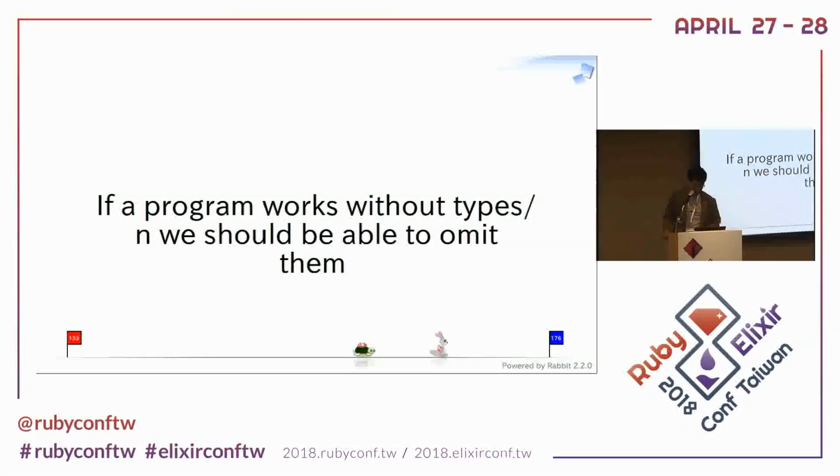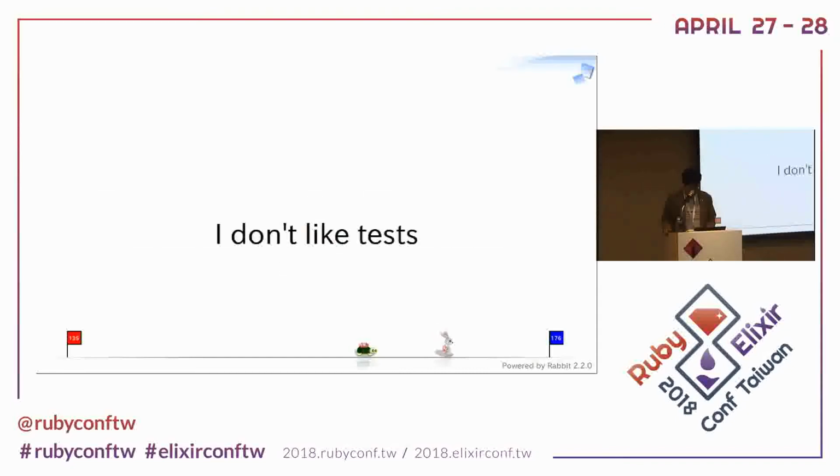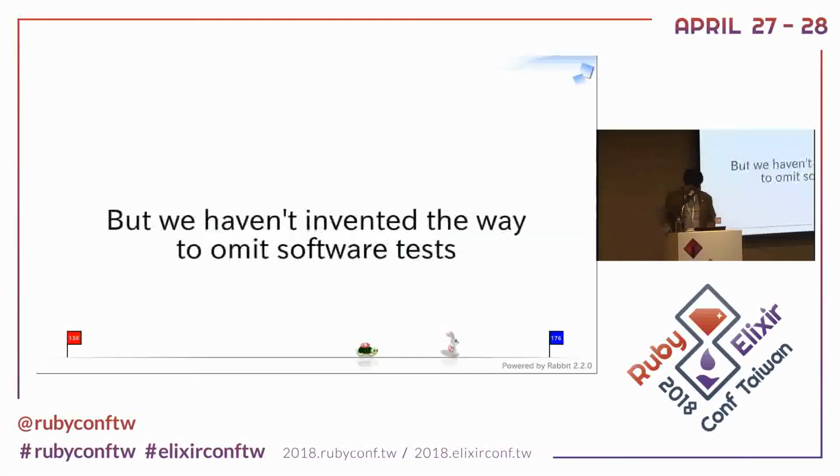If a program works without types, why write them? We should be able to omit them. By the way, I don't like tests. They're not DRY either. But we haven't invented a way to omit software tests. So I have to write tests.